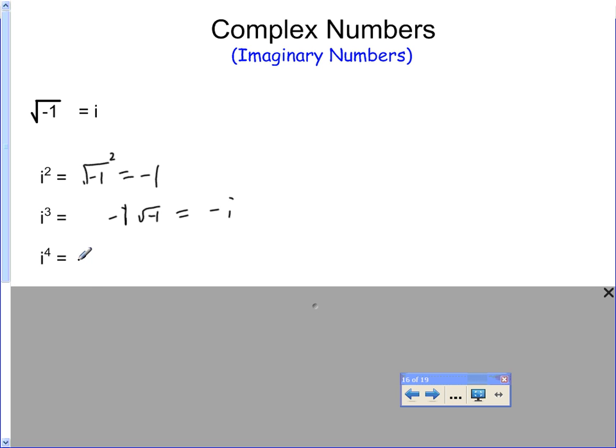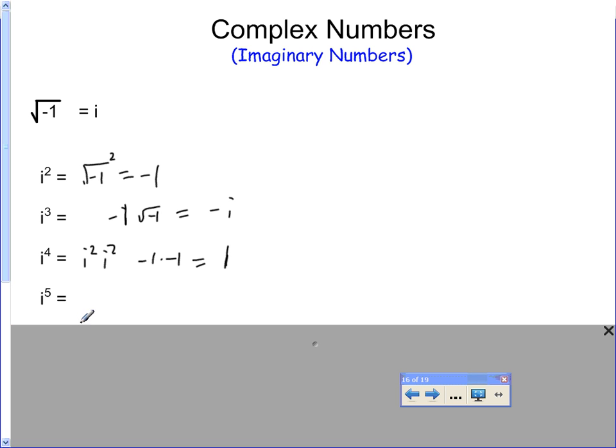For i to the fourth, I'm going to have two sets of squares: i squared times i squared. Both of these equal -1, so -1 times -1 equals 1. So i to the fourth is 1. i to the fifth is going to circle all the way back. I'd have i to the fourth, which is 1, times i, so this just equals i. And you're going to get this repeating pattern.